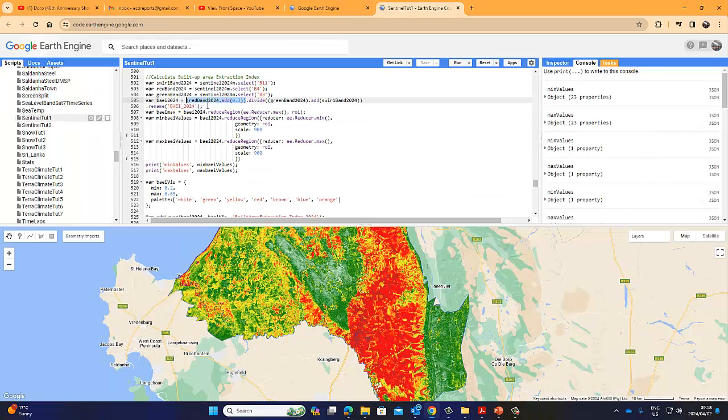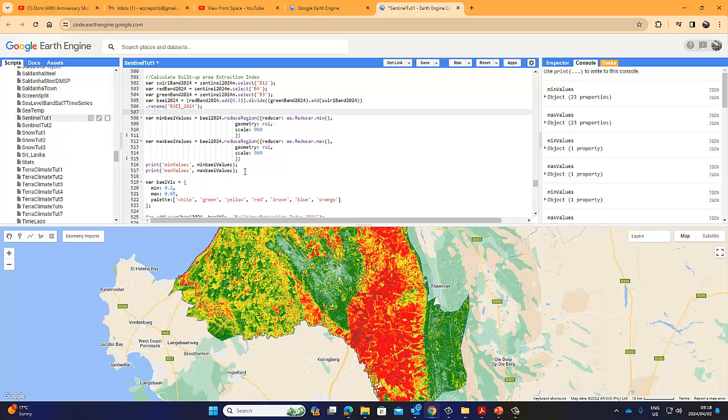So I'm happy with this formula, and then I call it the built-up extraction index 2024, and I reduce it to my region of interest, to calculate the maximum and the minimum values. That mustn't be there. Why am I doing that? That mustn't be there. Sorry.